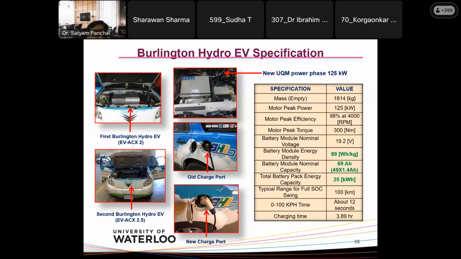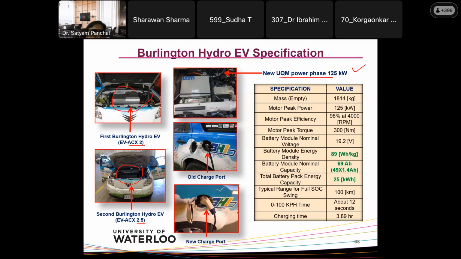The first electric vehicle was electric vehicle 2, which you can see over here, and it has a 90 kilowatt motor. But later we changed this motor from 90 kilowatt to 125 kilowatt, a bigger motor, and that is why it is called PCX 2.5. So it's basically a newer version of this electric vehicle. Dimensions, everything are the same, but only the motor is changed. This new motor is the UQM PowerPhase 125 kilowatt, which you can see over here.